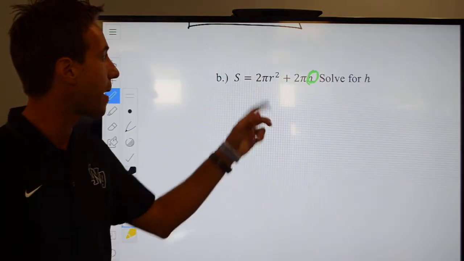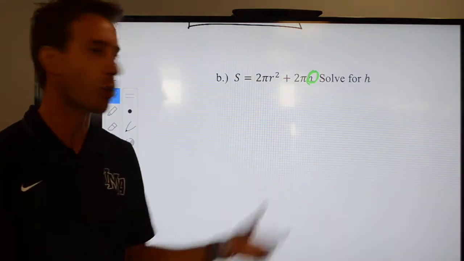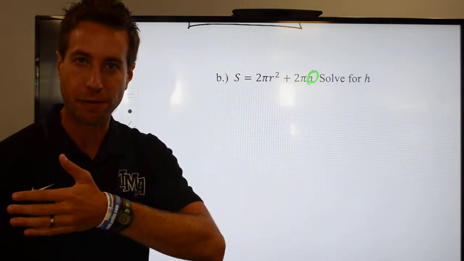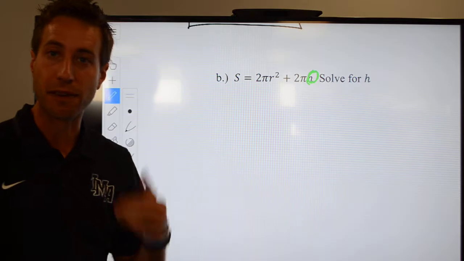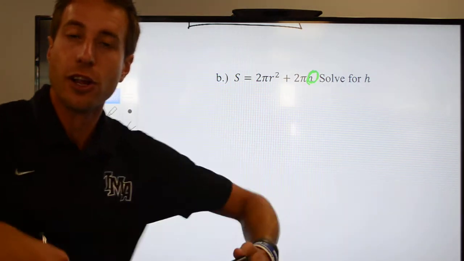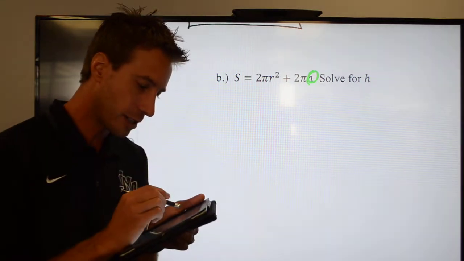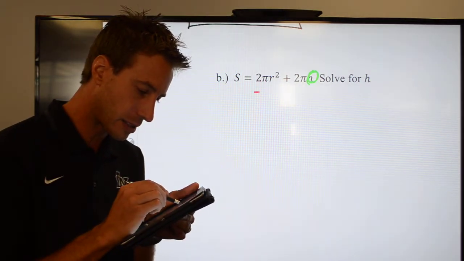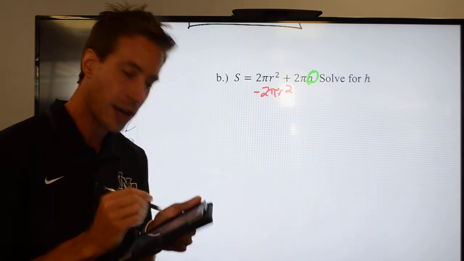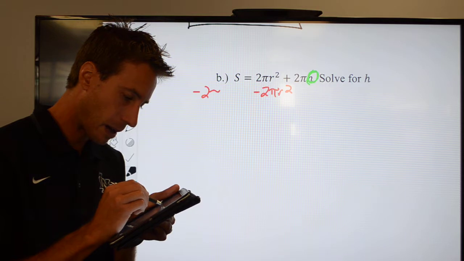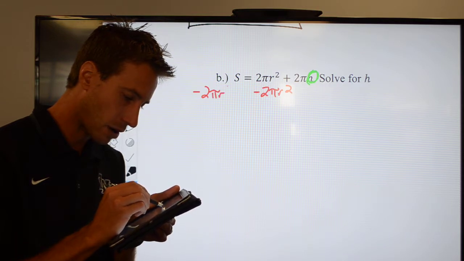Well, here's what I've got. I've got this 2 pi r squared kind of hanging out here in front. Let's move that first. Since it's a positive 2 pi r squared, the way you undo addition is subtraction. Don't forget to do it from both sides. Minus 2 pi r squared. If I do it to that side, I must do it to the other side. Minus 2 pi r squared.